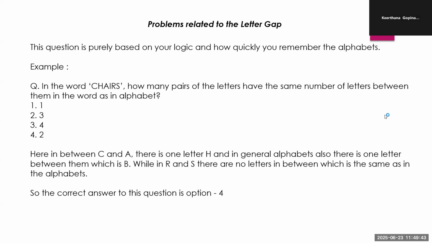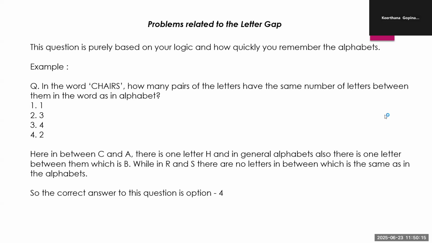So in chairs, how many letters are following the same gap? They're asking. So between C and A, there is one letter, H. In the general alphabetical series also, there is one letter, B. Correct? R and S, there are no letters here, and in the alphabetical series also. So 2 is the correct answer.